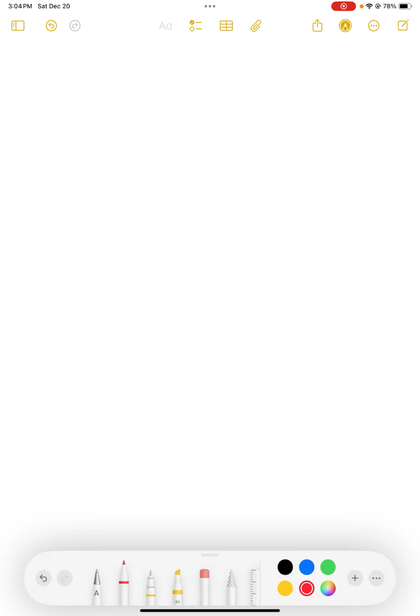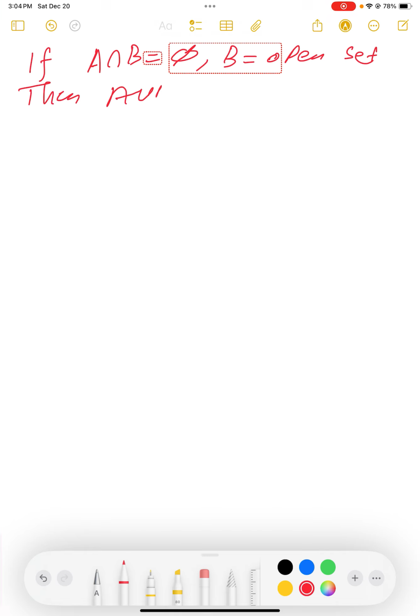Okay, in our last lecture we saw that the Lebesgue outer measure is a measure if we have two disjoint sets and one of them is an open interval. Now today our case is that if A intersection B is empty and B is an open set, then the outer measure of A union B is actually the outer measure of A plus the outer measure of B.